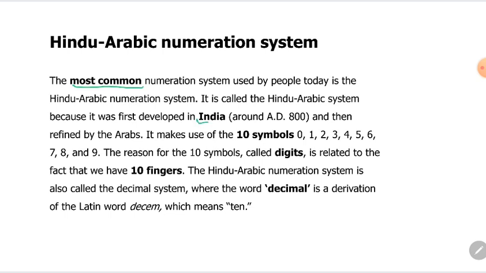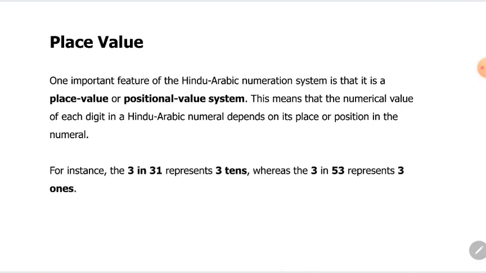So this was first developed actually in India during the year 800 AD, and then it was later on refined by the Arabs. That's why it's called the Hindu-Arabic numeration system. So again, we use 10 symbols, starting from 0 up to 9. We call these digits, which is also related to us having 10 fingers. So another name for this numeration system is the decimal system. Decem in Latin means 10. Why is it 10? Because our place value system is base 10. Later on, you will find out more about that.